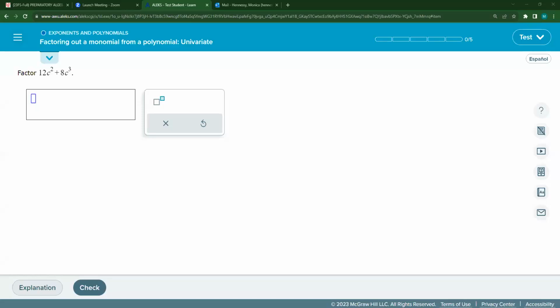All right, factoring out a monomial from a polynomial, univariate. This is really the way I call it. Instead, this is GCF factoring. GCF factoring. And GCF, just remember, means greatest common factor.